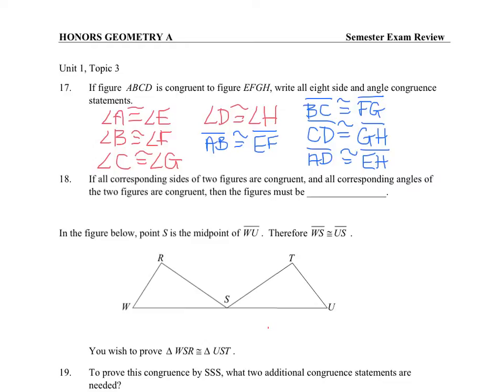18 says, if all corresponding sides of 2 figures are congruent and all corresponding angles of the 2 figures are congruent, then the figures must be congruent. That is the definition of congruent figures. All angles are congruent and all sides are congruent.